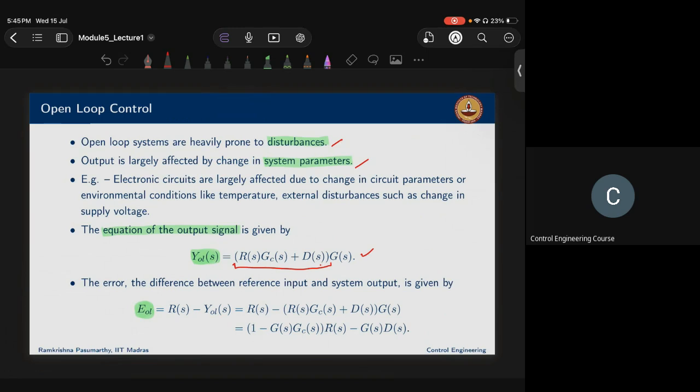Now what is the error? You wanted to give reference input as R of S. The output you got is Y OL of S. The error is nothing but the difference between these two. So if you substitute them, this is your expression.